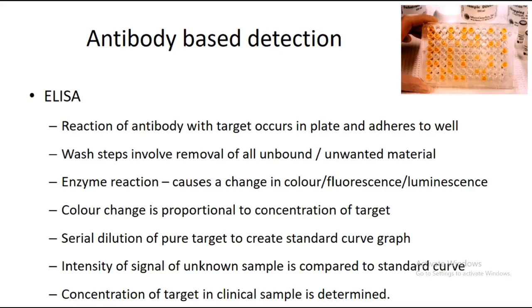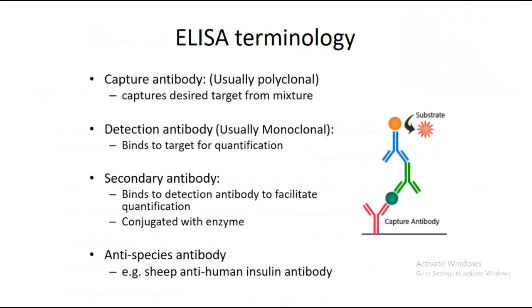Okay, folks, so in summary, the ELISA is an antigen-antibody reaction that takes place in the plate that enables us to quantify a target of interest. But before we get into the specific examples of ELISA, we need to be clear on certain terminologies.